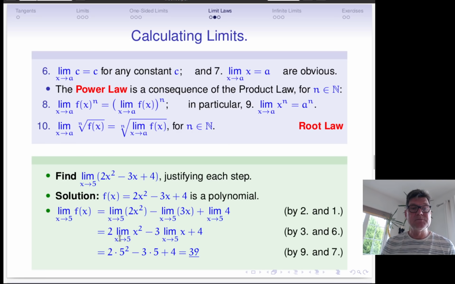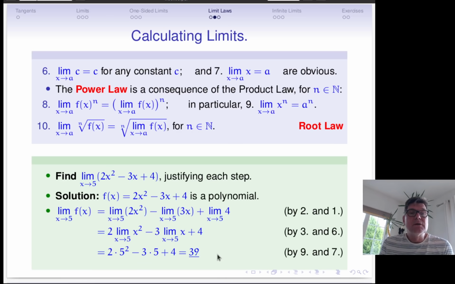The limit as x goes to 5 of x squared is the square of the limit as x goes to 5, which is 5. That becomes 5 squared, minus 3 times the limit as x goes to 5 of x, which is 5, plus 4, which comes to 39 in total.